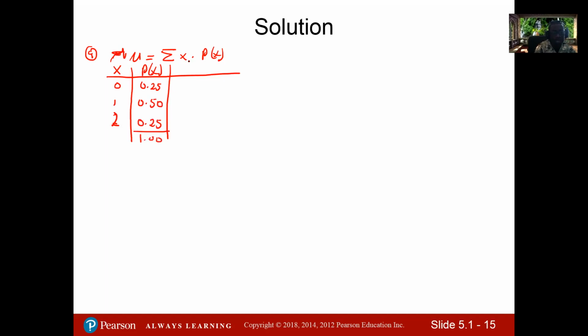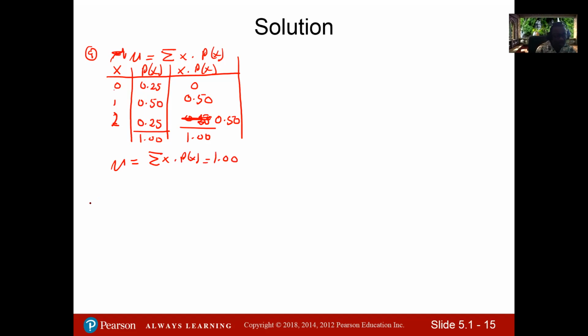Now, because of this expression here, you do X times the probability of X. So 0 times 0.25 is 0. 1 times 0.5 is 0.5. And then 2 times 0.25 is 0.5. So when you add everything, you get 1.00. Sorry, this is 0.50 for the last one. Now, so what is the mean? The mean is given by the sum of X times the probability of X, which in this case will be 1.00.